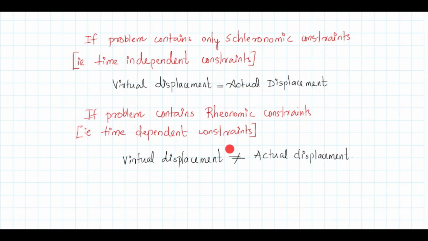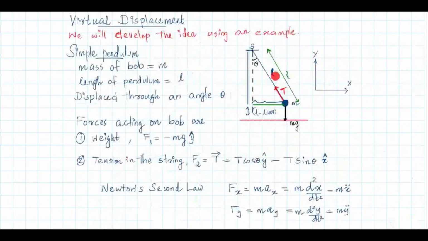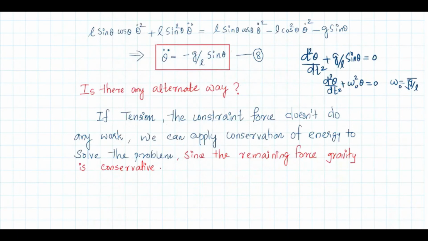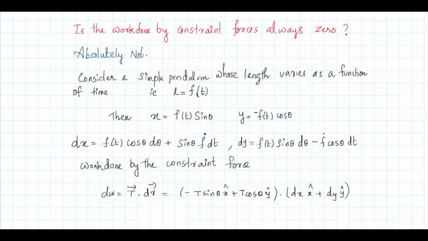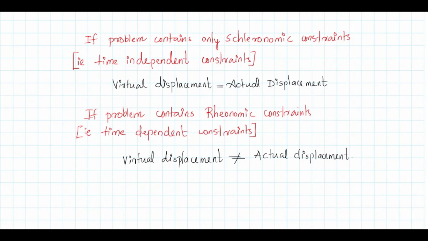But in the case of rheonomic constraints, that is time dependent constraints, these two concepts are entirely different. In the two examples I explained, the first one is where L is a constant, that is a scleronomic constraint. The second one is L is equal to f of t. This is a time dependent constraint. When L is equal to f of t, you have to define a new displacement, which is known as virtual displacement. Then the work done by the constraint force for that virtual displacement will be zero. So the concept of virtual displacement is needed only when there is a time dependent constraint.